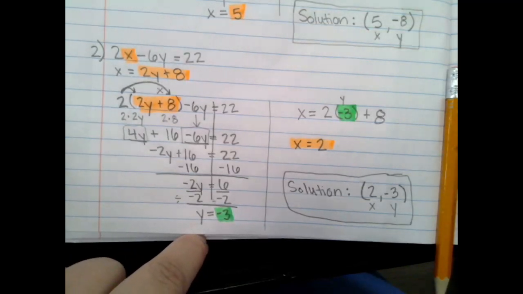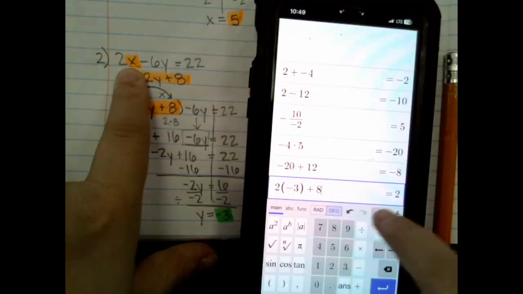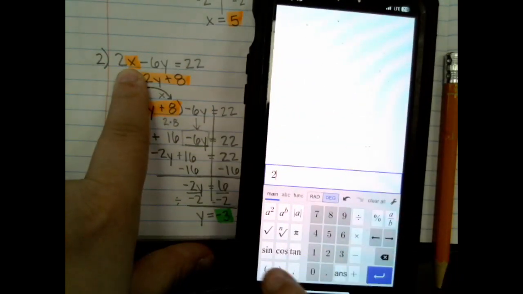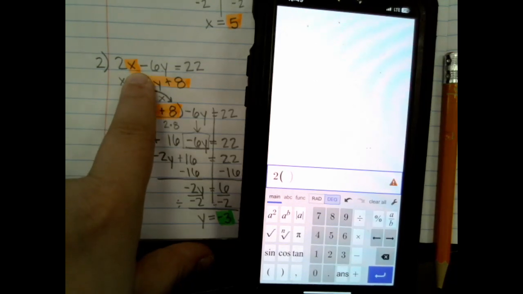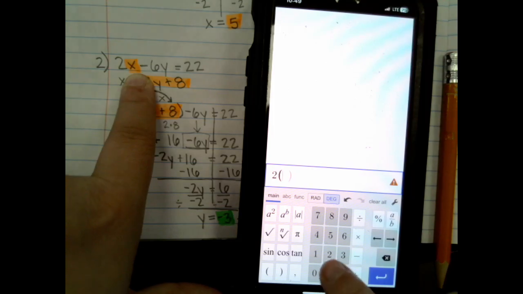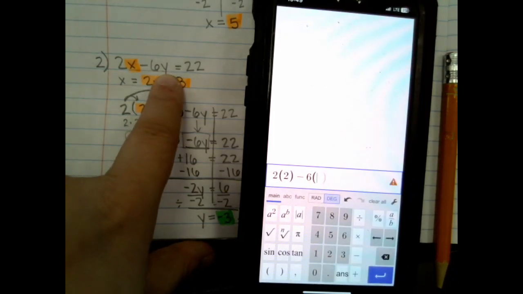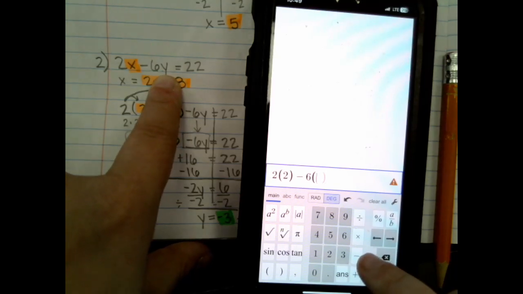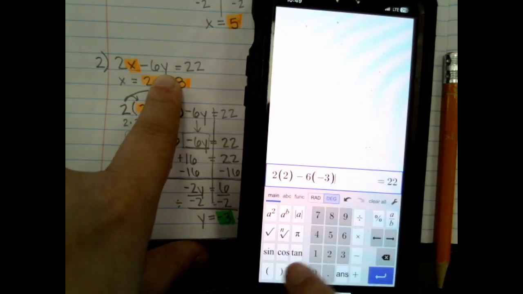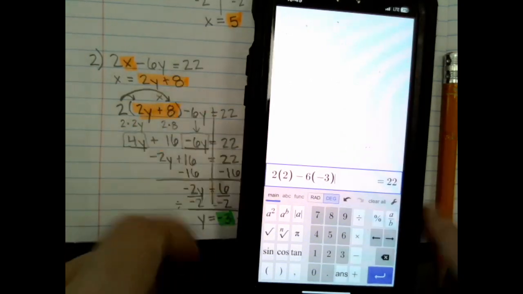A couple of people are writing things down yet. All right, so for our first one, it said 2x. So 2 times, what did we get for the x in our ordered pair? 2 minus 6 times, what's our y? Negative 3. And do we get 22 as our answer? Yep. So it should work for both.